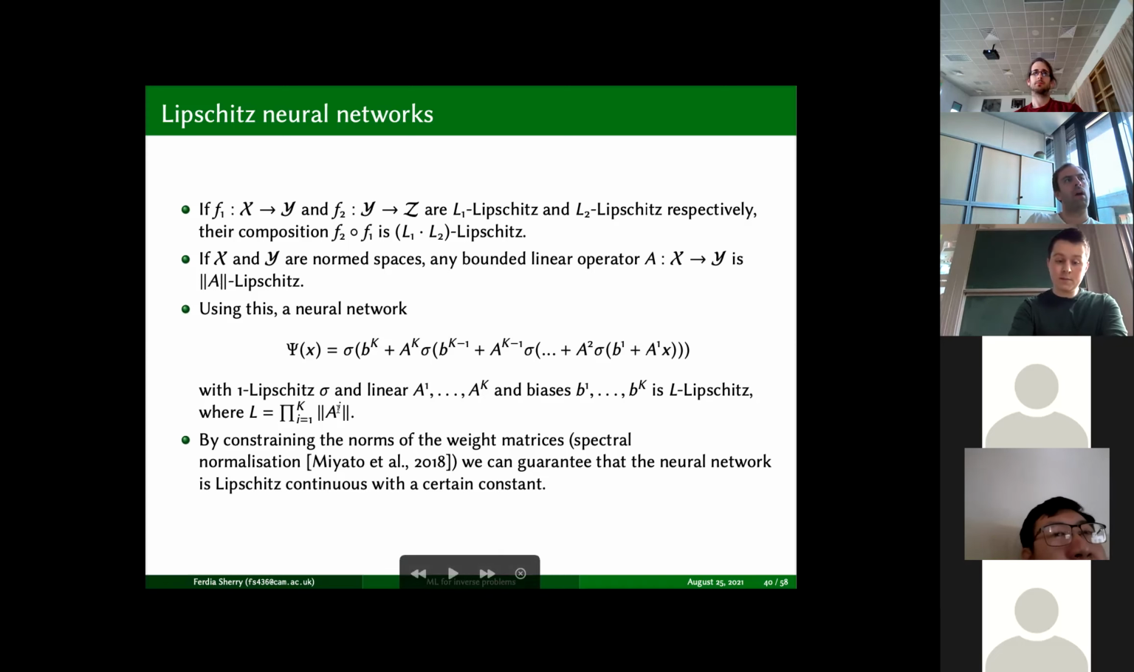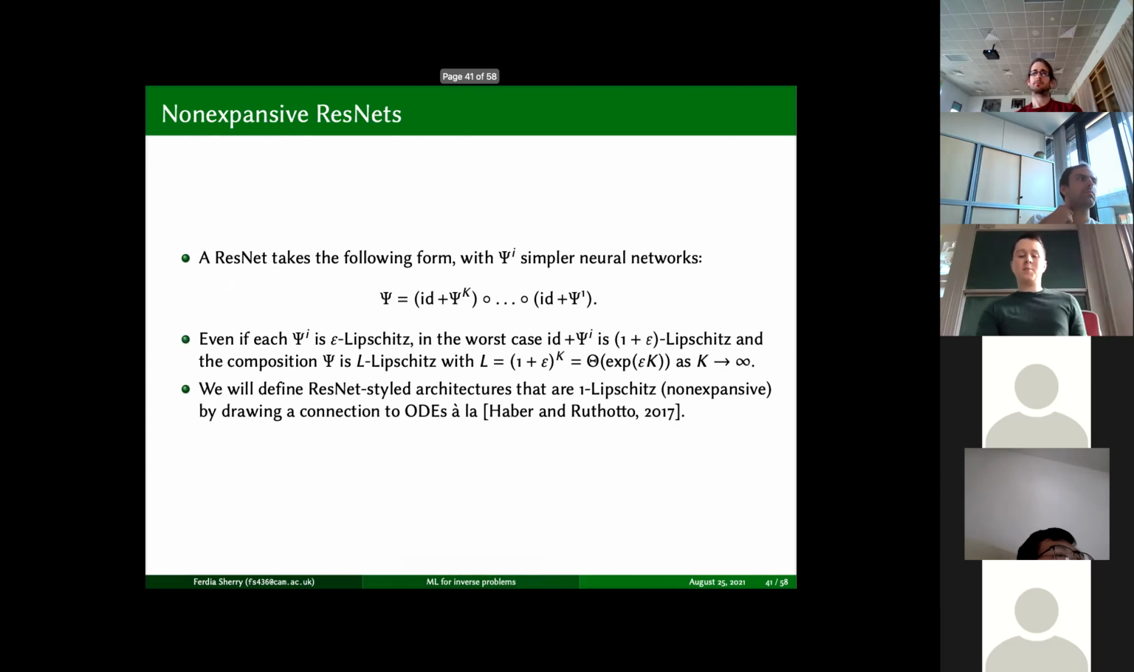And there are well-established ways now of actually enforcing certain Lipschitz constants by basically spectral normalization. So this is all nice and well, but people also like the ResNet model, right? So the ResNet model says that instead of having this plain feed-forward network with no skip connections, we want to allow for some skip connections.